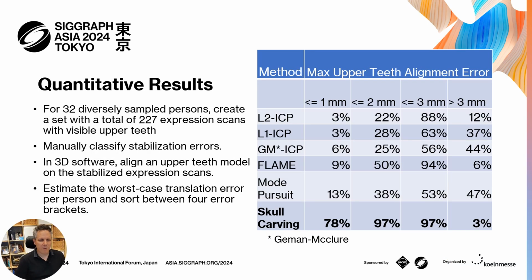For 32 diversely sampled persons, we created a set of 227 expression scans with visible upper teeth. We manually classified stabilization errors in the 3D software using the Move tool. We aligned an upper teeth model on the stabilized expression scan. Then we estimated the worst-case translation error per person and sorted this value into error brackets. The result showed that skull carving outperforms other methods.